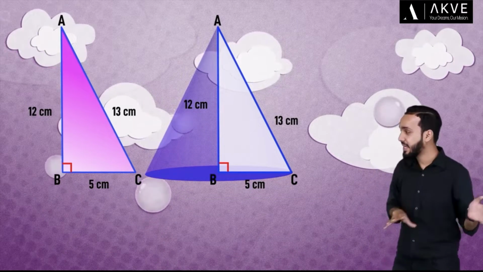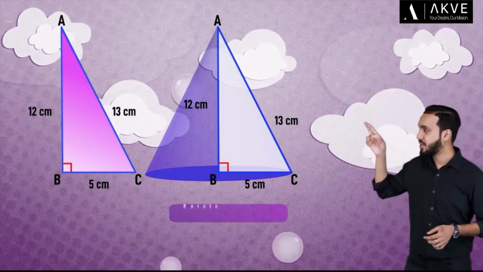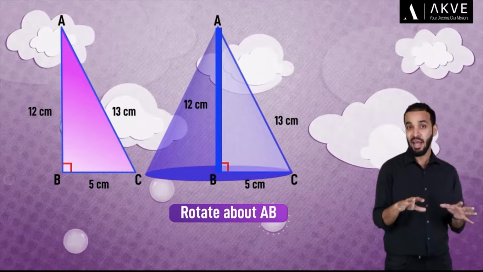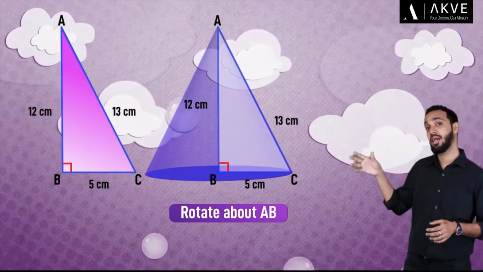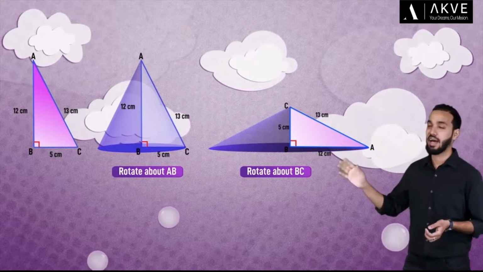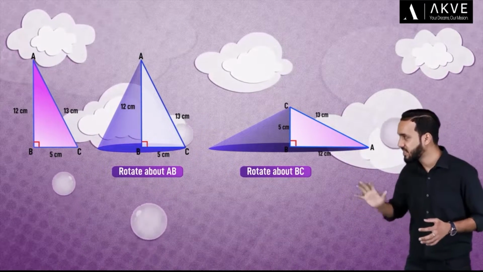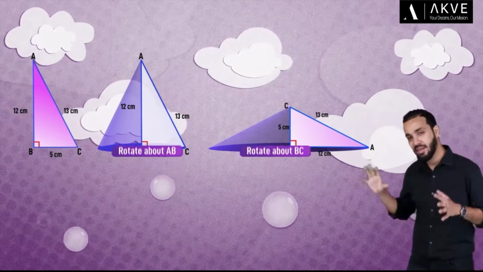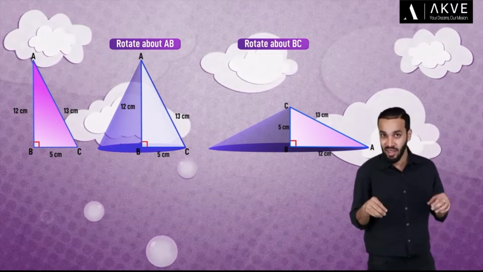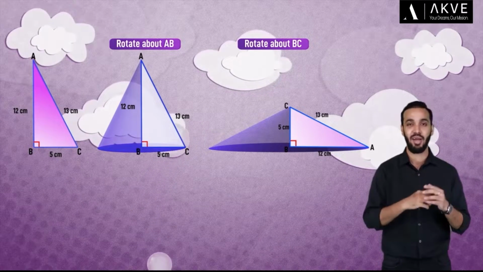So, basically, this right triangle, when rotated about the 12 cm side, gives us this right circular cone. And when it is rotated about the 5 cm side, it gives this other right circular cone. All we have to do is find the volume of each of these cones and then compare them to get the ratio of their volume. So, now that we have understood the approach, let's get on with the calculations right away.